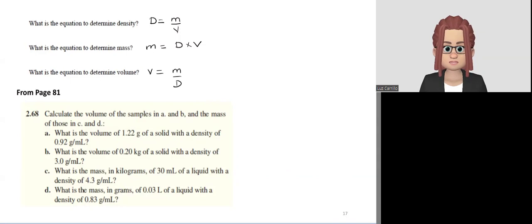Now that you have all three equations, then we can proceed to look at problem 2.68 on page 81 and perform some of these calculations. The problem reads, calculate the volume of the samples in A and B and the mass of those in C and D. So as an example, I'm going to be doing letters A and letter C. Let's first do 2.68 letter A, where we are calculating volume.